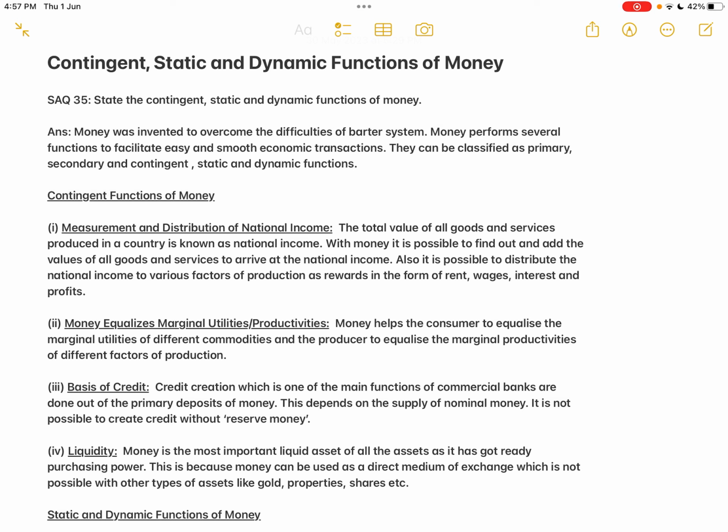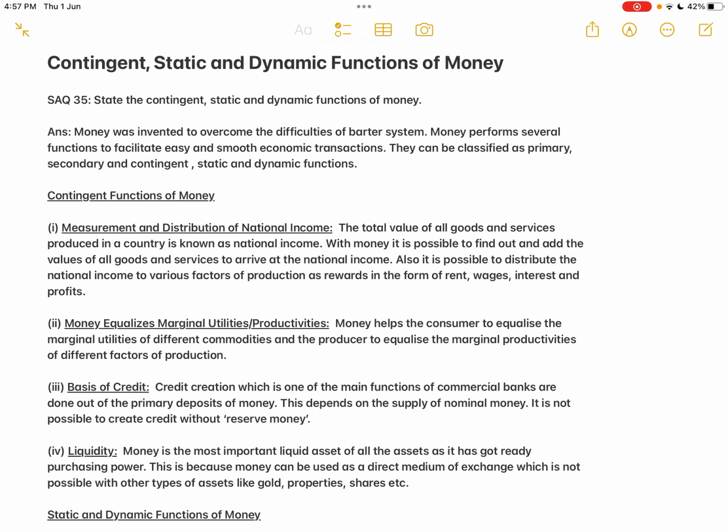That is, the functions of money kept on increasing because money was able to perform the primary and the secondary functions properly and regularly. So the importance of money kept on increasing. So these are the contingent functions of money.